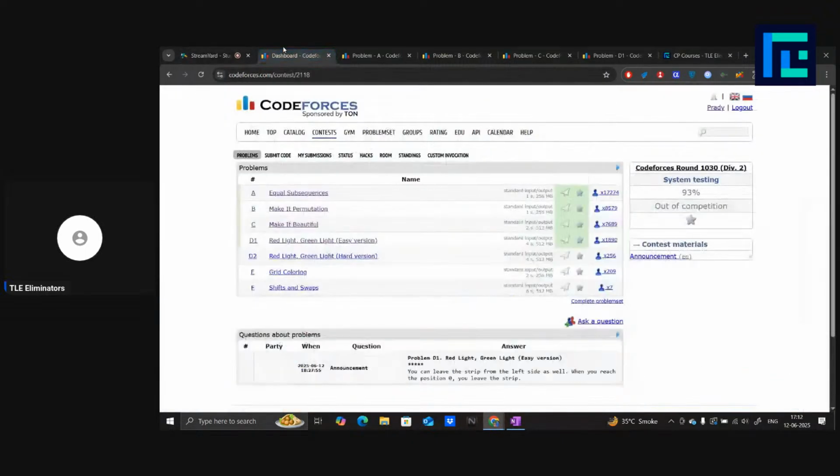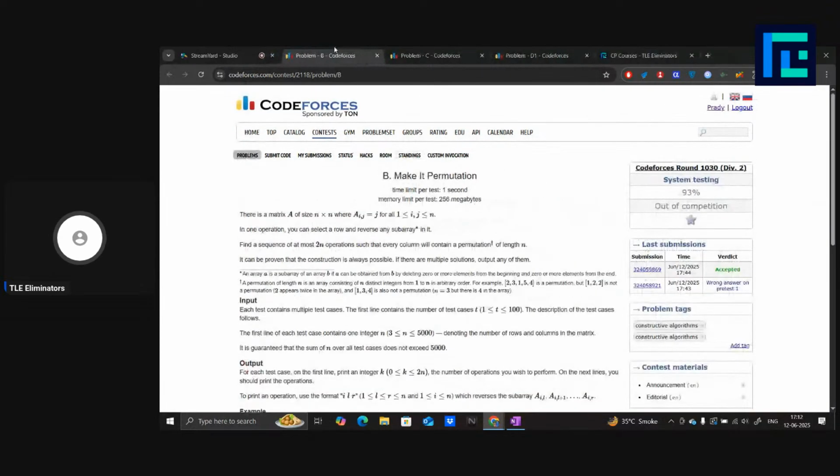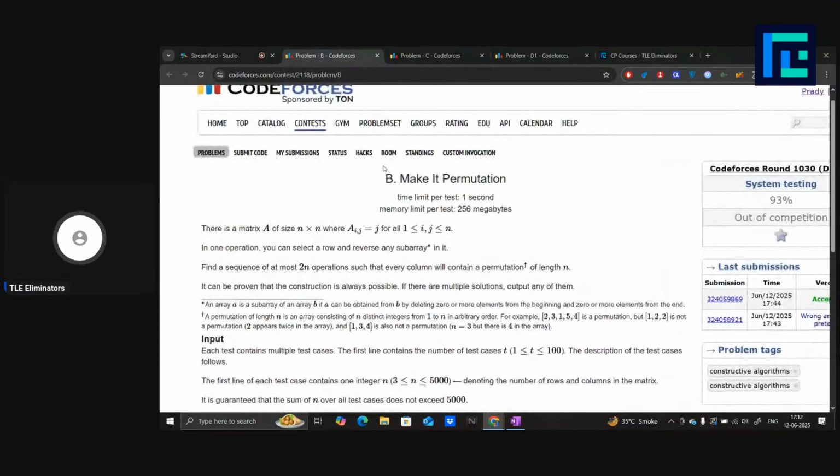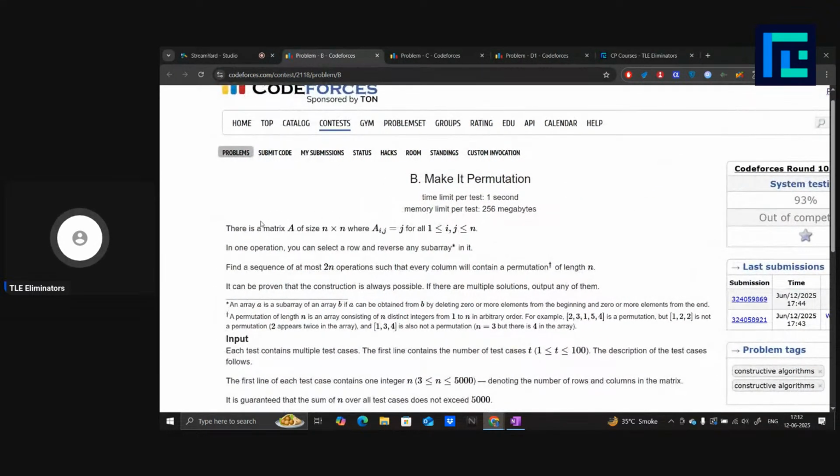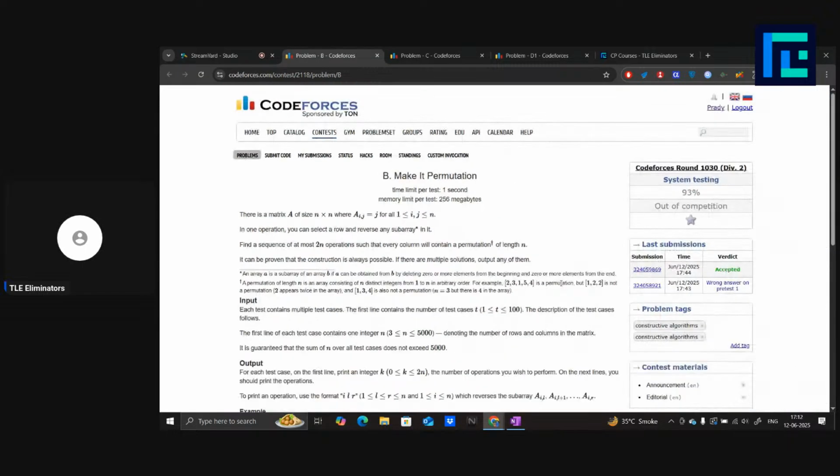All right. So the next problem was make it permutation. There is a matrix A of size n by n where a_ij is equal to j for all i, j from 1 to n. In one operation, you can select a row and reverse any subarray in it. Find a sequence of at most 2n operations such that every column will contain a permutation of length n. It can be proven that the construction is always possible. If there are multiple solutions, output any of them.